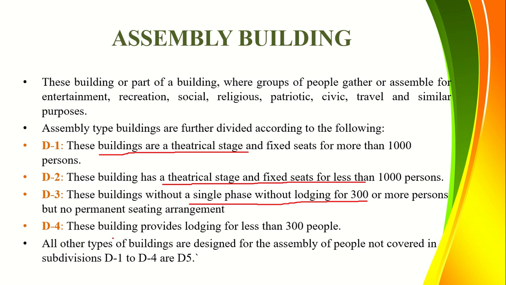Next is D4. This building provides lodging for fewer than 300 people. And whatever is not categorized from D1 to D4, whatever types of assembly buildings we have talked about, will come under D5, which do not belong to D1 to D4, like exhibition halls. Those all come under D5.